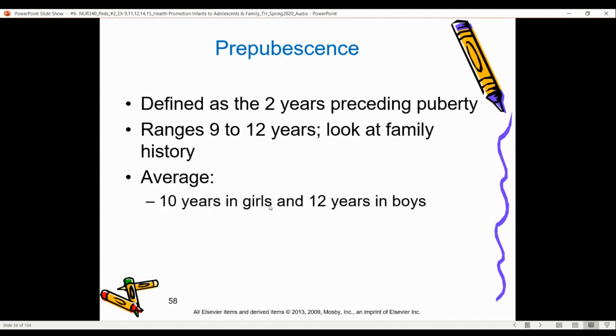And that's on average 10 for girls and 12 for boys, which is why I said the girls will start to gain height and mass before those boys do during this developmental stage.